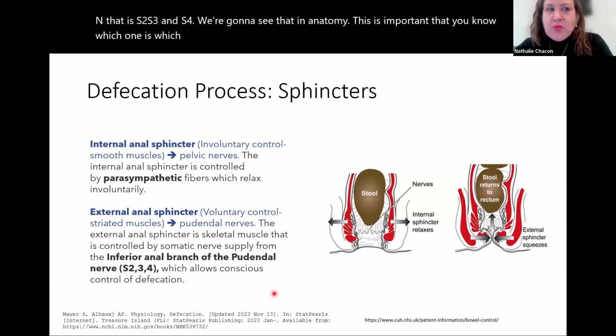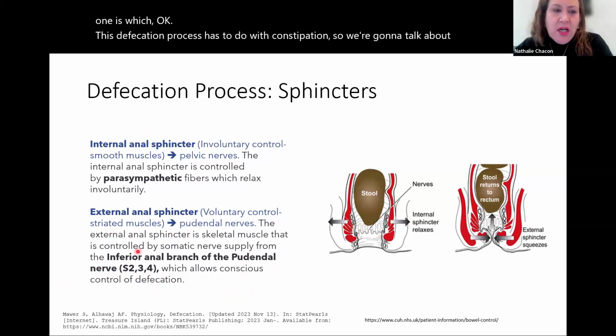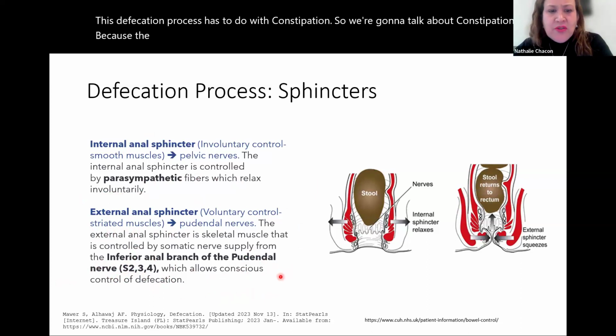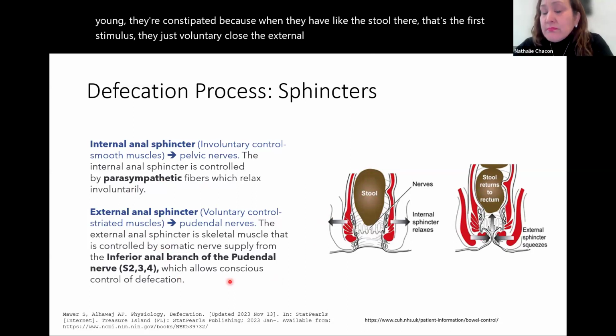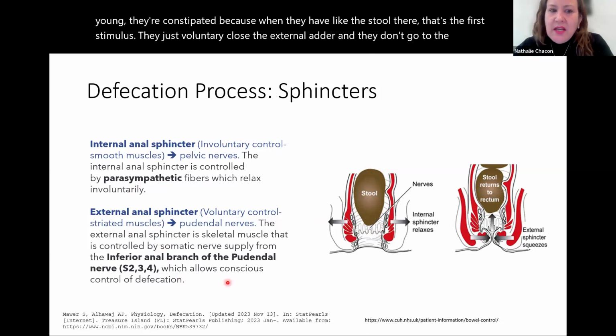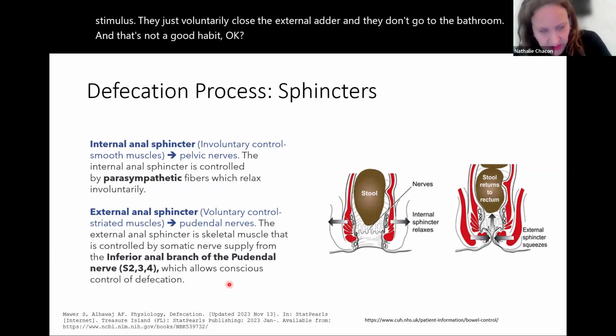This defecation process has to do with constipation. So we're going to talk about constipation, because the external anal sphincter is voluntary. Most constipation patients that are young are constipated because when they have the stool there, that's the first stimulus, they just voluntarily close the external anal sphincter and they don't go to the bathroom, and that's not a good habit, okay? When you need to go, you need to go.